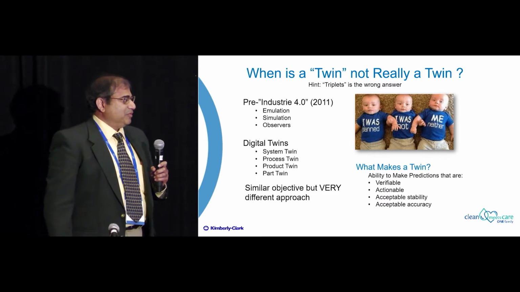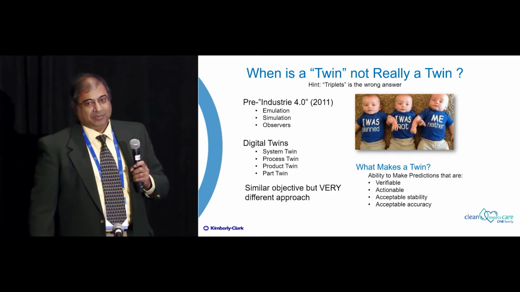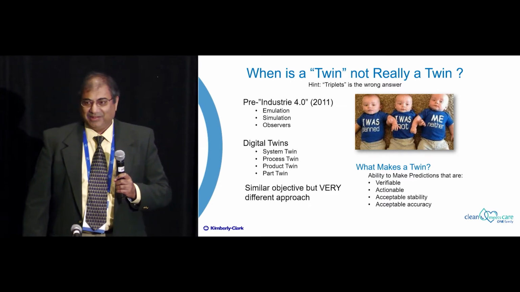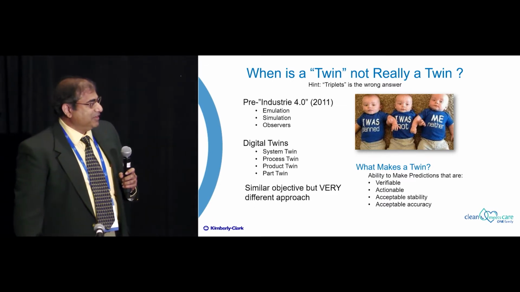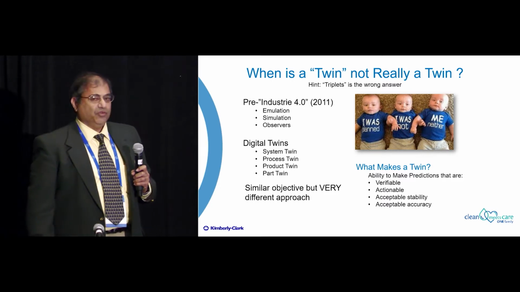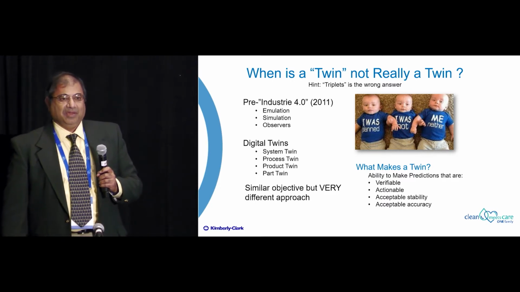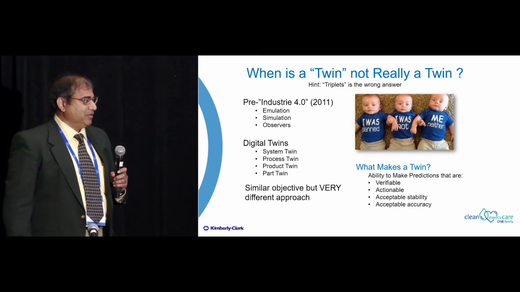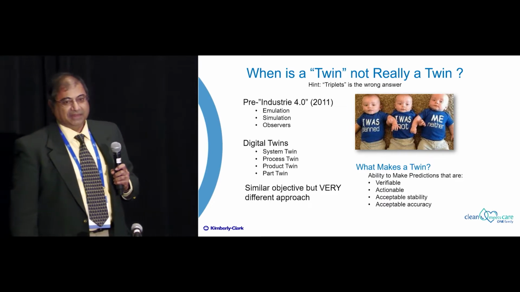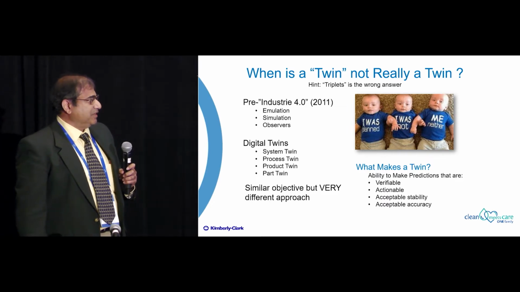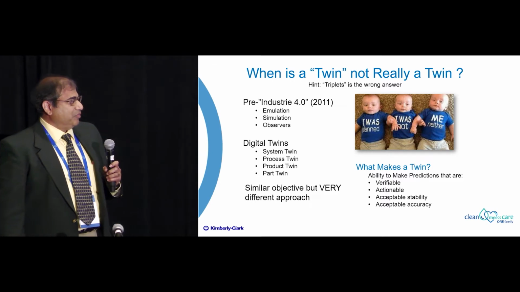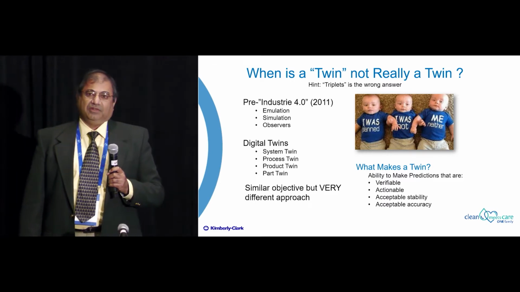But I also want you to be very clear, at least this is my perspective, or our perspective, Tyra's and mine, right? What makes a digital twin? There's 4 key things. And in my perspective, if it fails to meet all 4 of those, you don't have a twin. So what's the first thing? The predictions have got to be verifiable.